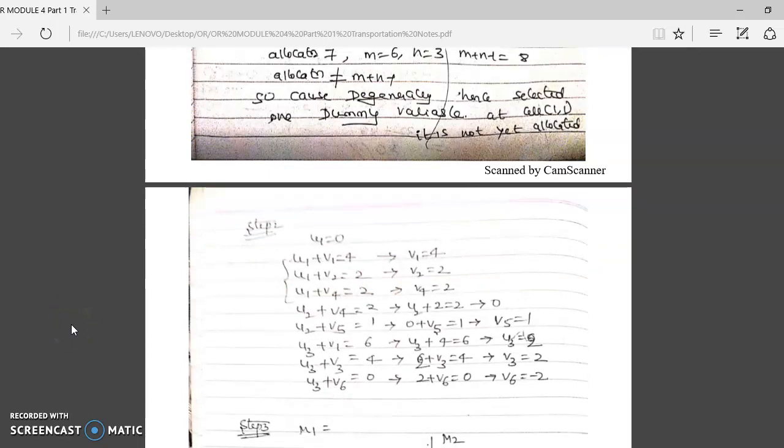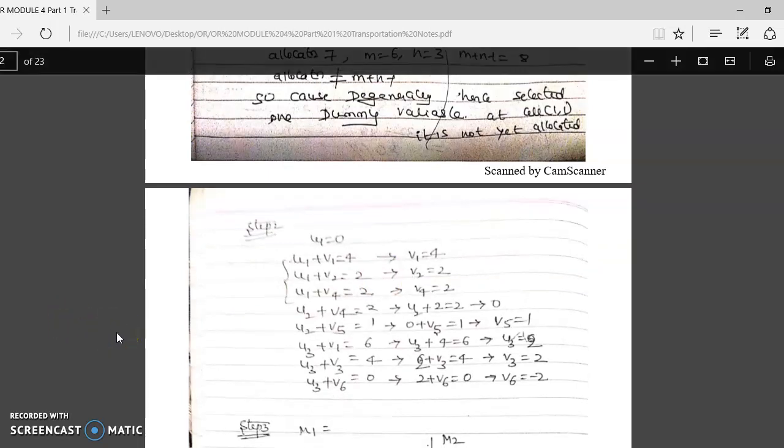Next class, I am going to explain regarding the assignment problem. Assignment problems are easier than transportation.